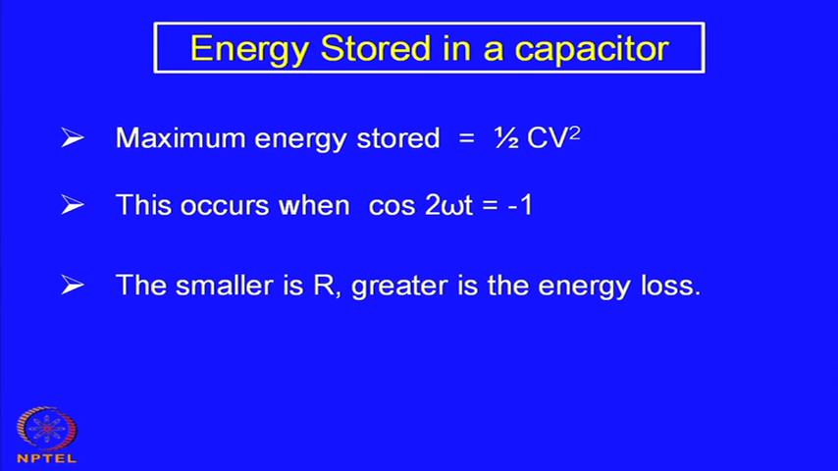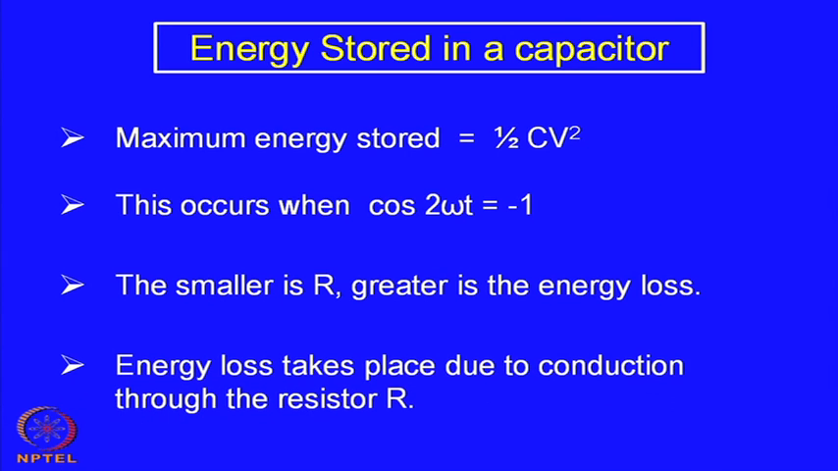This we have already seen earlier. The smaller the R, the greater the energy loss. Smaller R means higher conductance and therefore more leakage current and therefore more energy loss. So, a greater part of the energy is lost than what can be stored. The energy loss takes place due to conduction through the resistance, which is the same thing that has been repeated here.